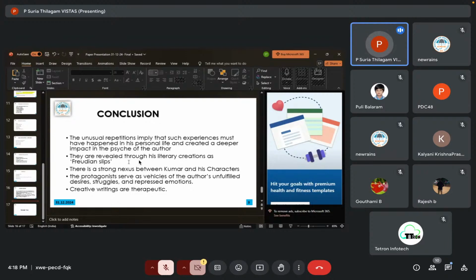So we could see the repetitions as Freudian slips, and we also find that there is a strong relationship between the author, Shuke Kumar, and his characters. The protagonists serve as a vehicle for the author's unfulfilled desires, struggles, conflicts, and repressed emotions. And finally, it is found that after writing all these works, he has resolved his conflicts. So creative writing is therapeutic.